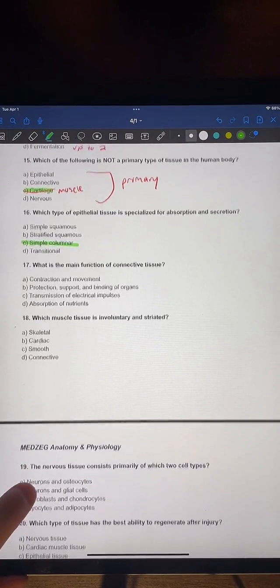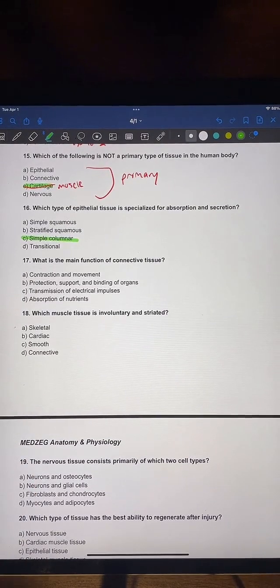Moving on to number 17. What is the main function of connective tissue?